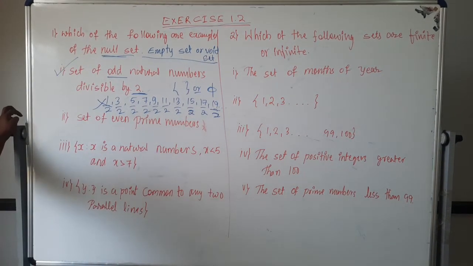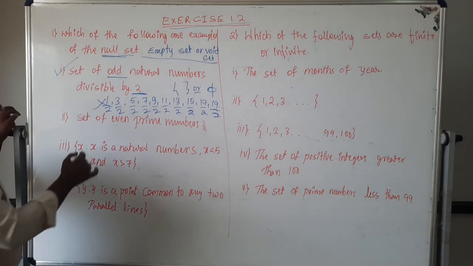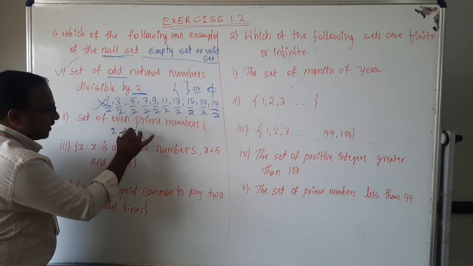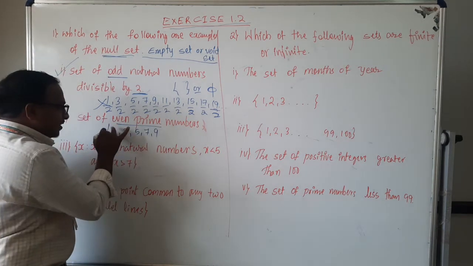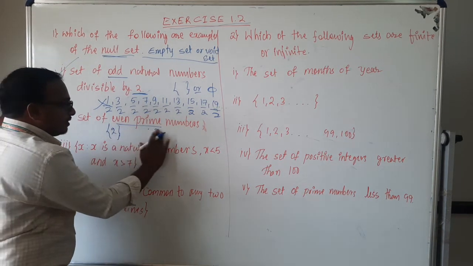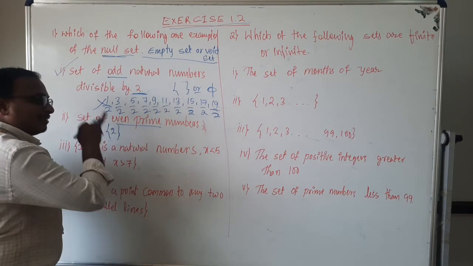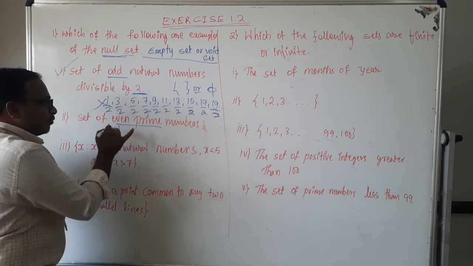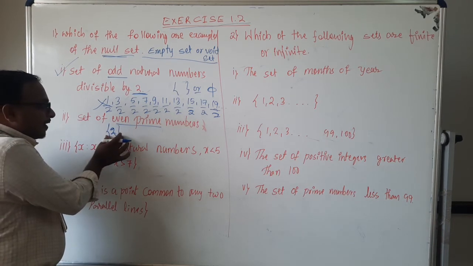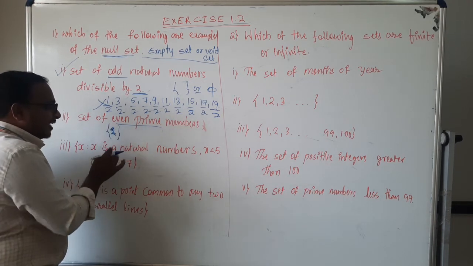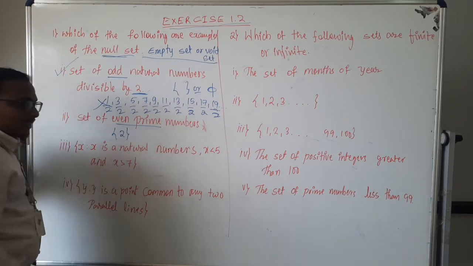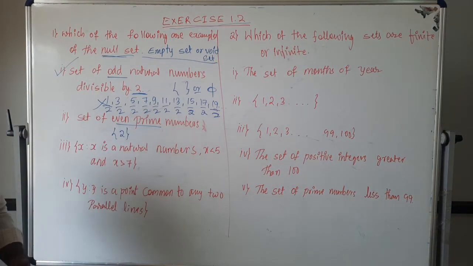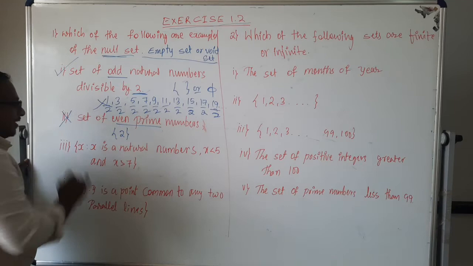Okay, next, set of even prime numbers. Already in the last example we discussed that the prime numbers are 2 3 5 7. Among them there is one even prime number, that is 2, which is an even number and also a prime number. Therefore 2 is contained in the set. So this one is not an empty set.